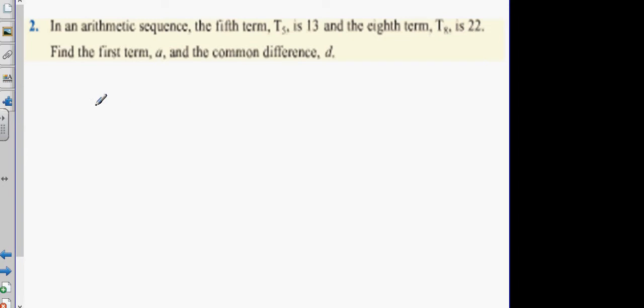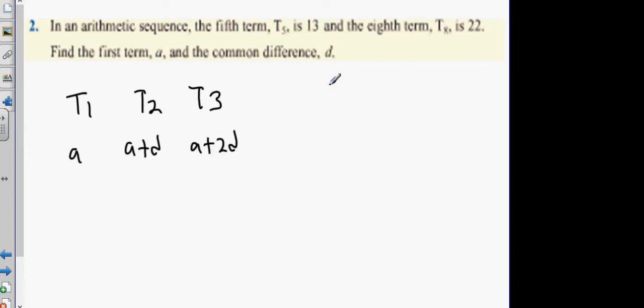So what you need to remember about sequences is if you have T1, T2, T3: T1 is A, T2 is A plus D, and T3 is A plus 2D. Now, we're using T5 and T8. So using this pattern, you now know that T5 is going to be A plus 4D, and you also know that T8 is going to be A plus 7D.